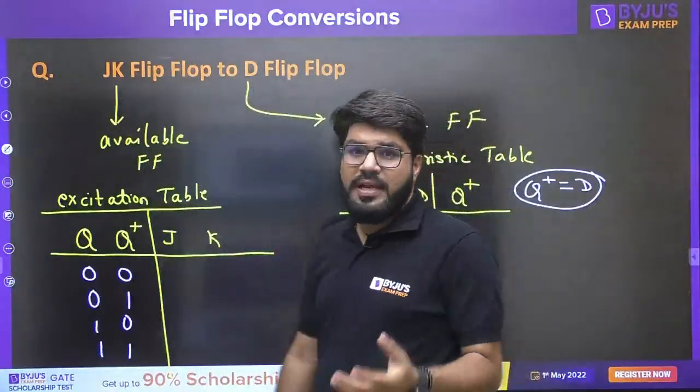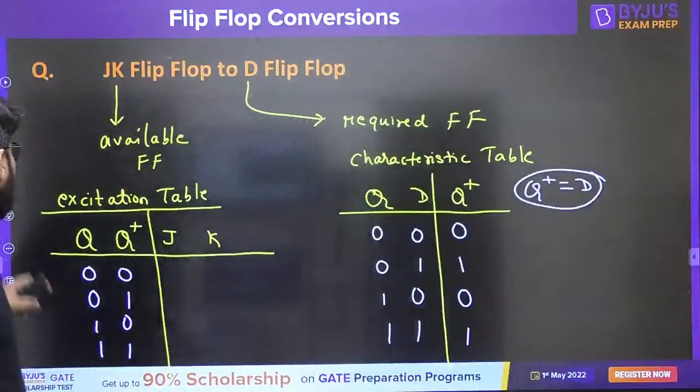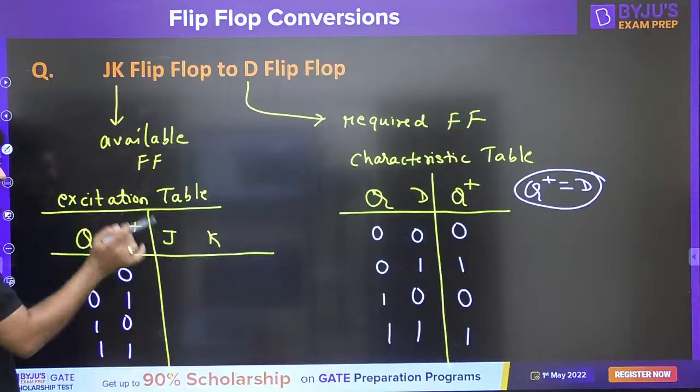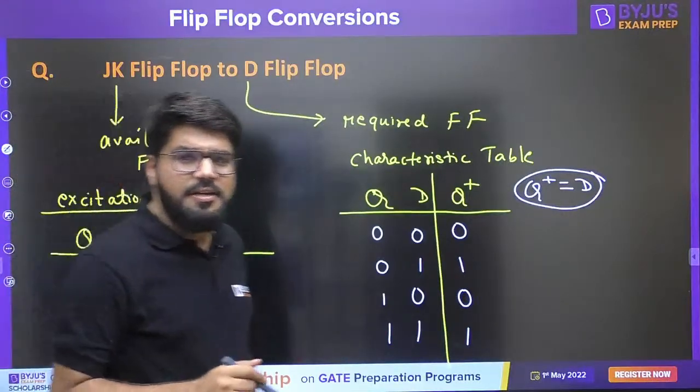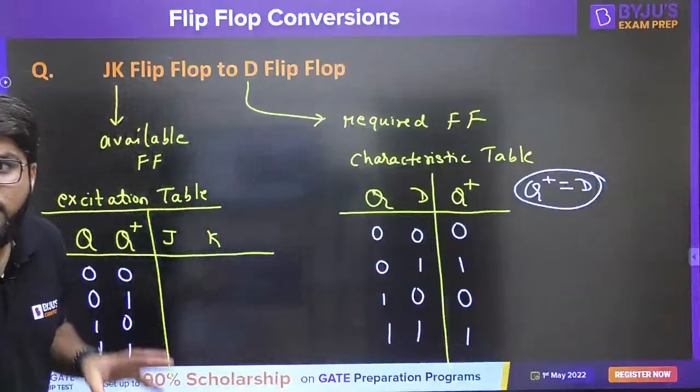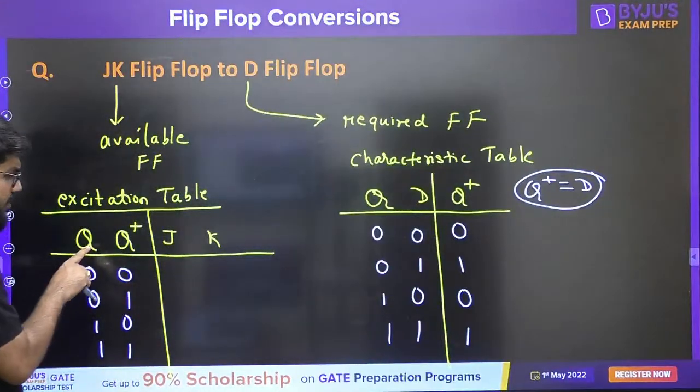For a moment I forgot that the available flip-flop is JK. But now we can write down again. Yes, it will be JK. So write down the excitation table of the JK flip-flop. Just discard the previous table and now let us focus here. Now, try to understand the excitation table of the JK flip-flop.